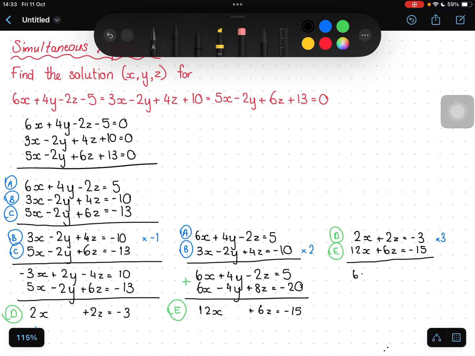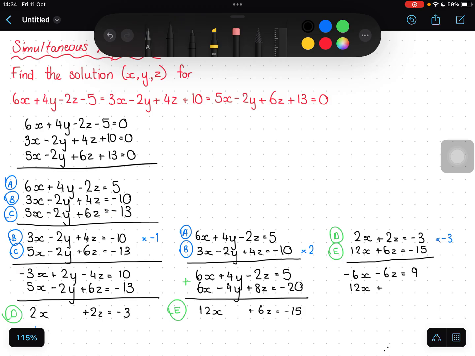So I will get 6x. Sorry, hold on. That's actually not going to give me different signs. So if I want them to be different signs, I will multiply by a minus 3 here. That way I'll kill two birds with one stone. So I'll get a minus 6x minus 6z is equal to a plus 9. And then we will get 12x plus 6z is equal to minus 15.